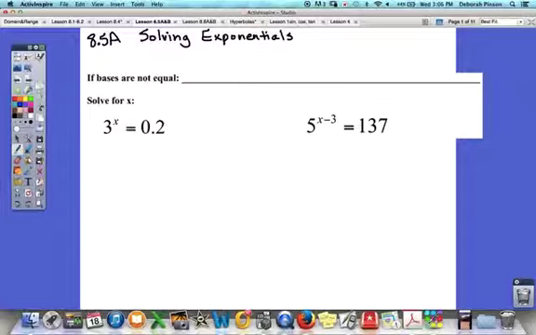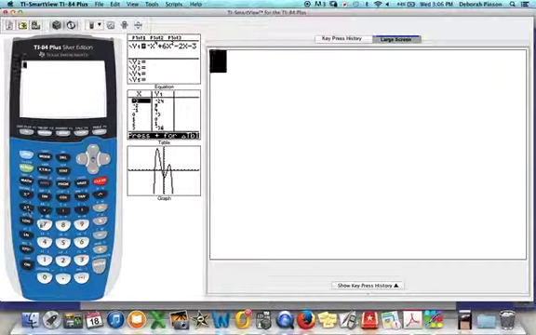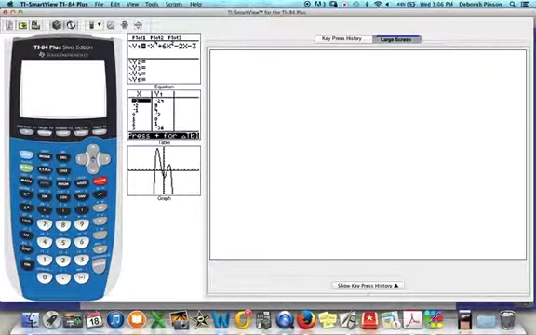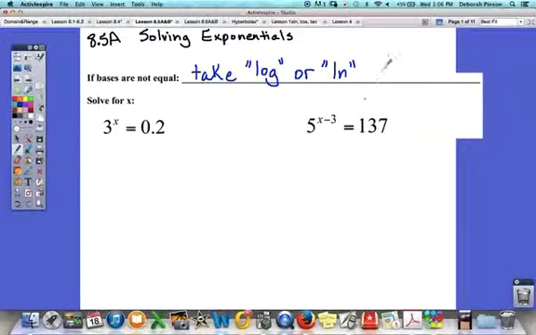Okay, so I've given you a couple of examples here. What we're doing is we're solving for x. So if your bases are not equal, and you'll see my base here is 3, my base here is 0.2, most of the time they're not going to be equal. If your bases are not equal, then you want to go through and take the log, meaning log base 10, right here in my calculator, or the natural log, also in my calculator, of both sides of the equal sign.